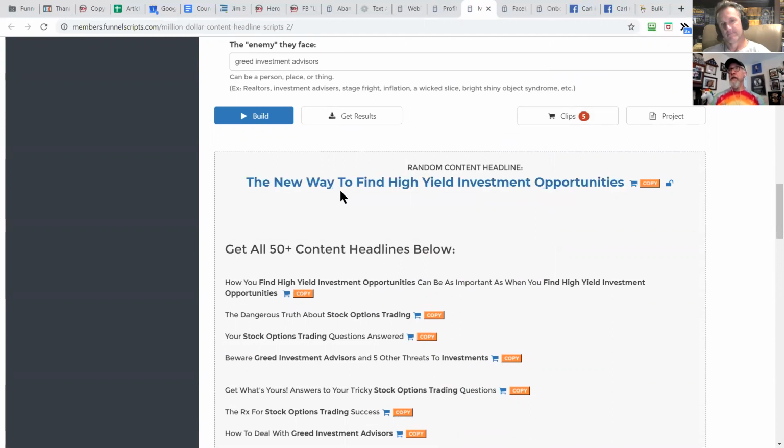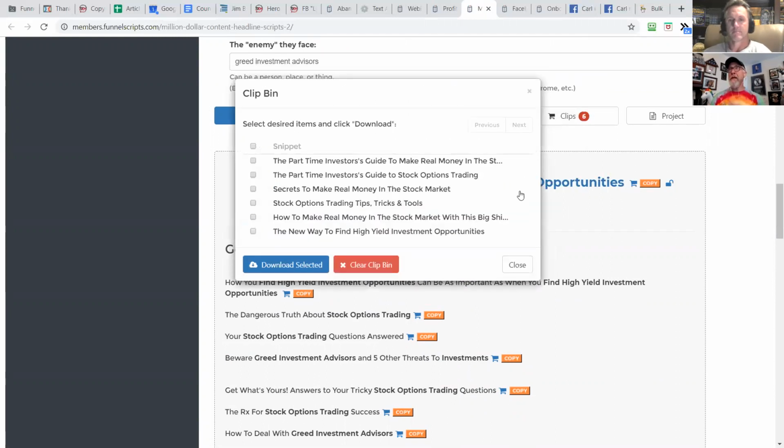The new way to find high yield investment opportunities. I mean, again, that could be a subheadline. Secrets to make real money in the stock market. The new way to find high yield investment opportunities. That's good for part-time investors. There you go. You could add that in there too.